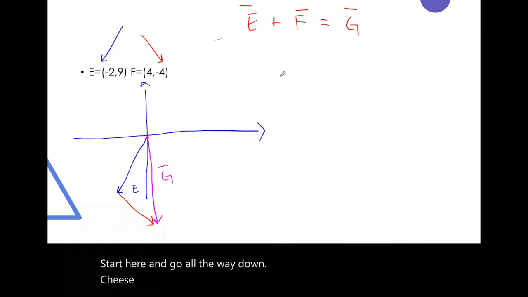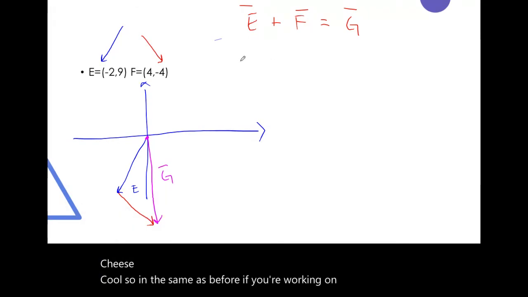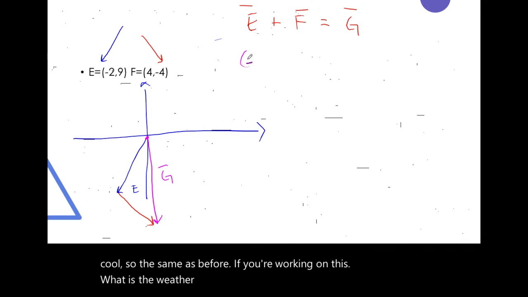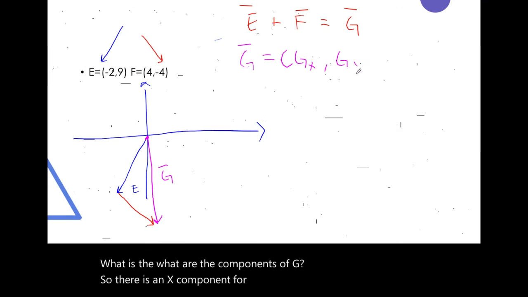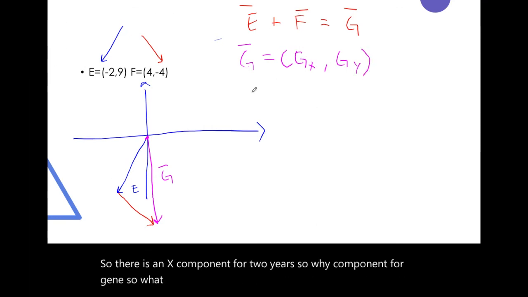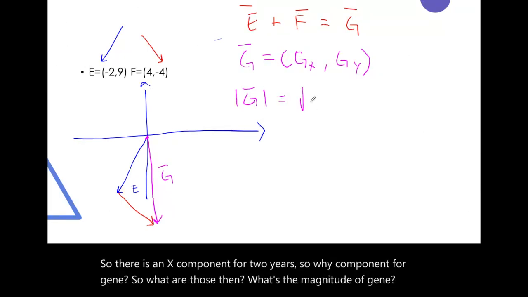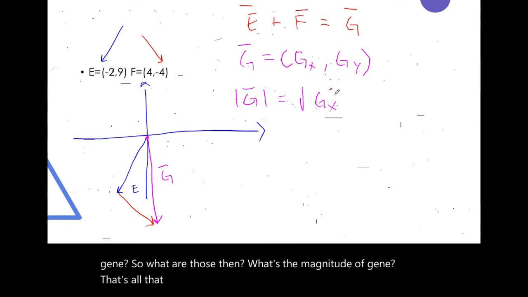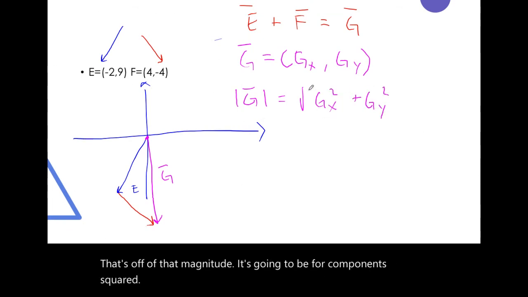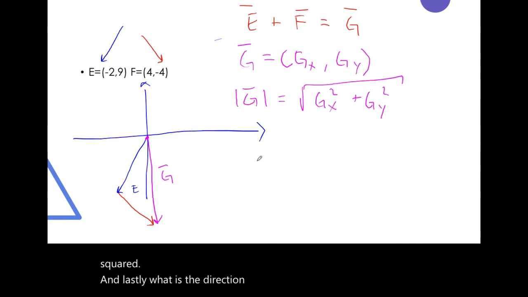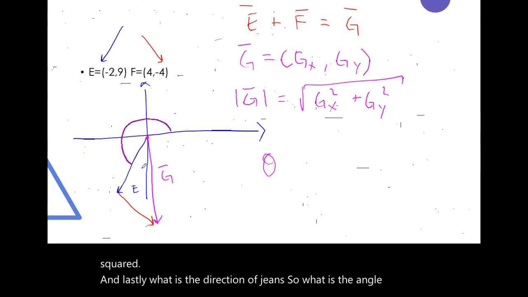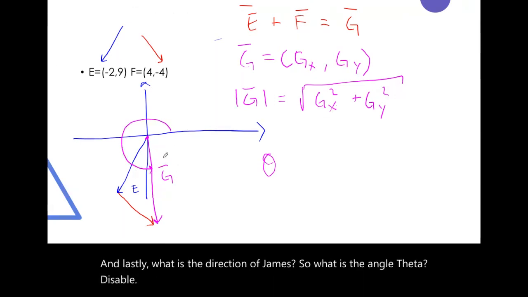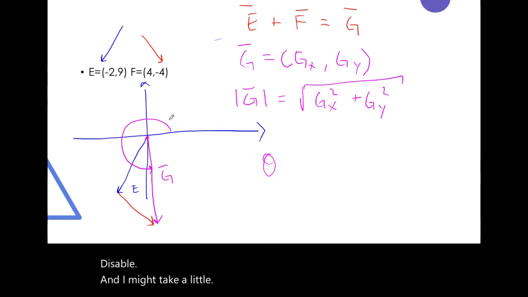Cool. Same as before, if you're working on this: what are the components of G? There's an X component for G and a Y component for G. What are those? Then what's the magnitude of G? You have to solve that magnitude. It's going to be the components squared. And lastly, what is the direction of G? What is this angle? That might take a little extra thought, so I'll just leave that alone.